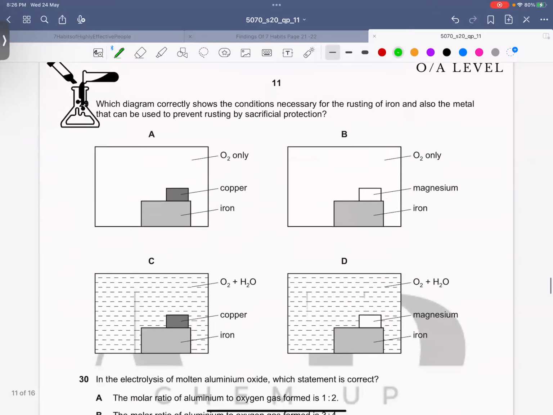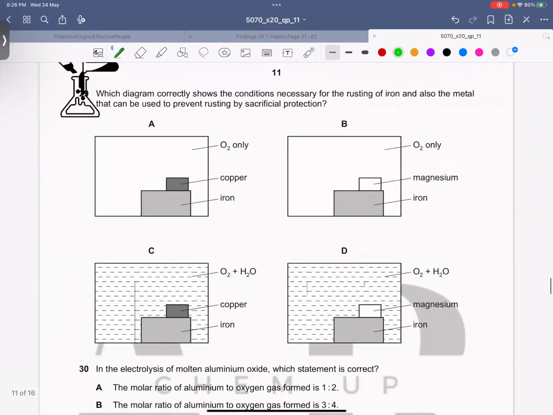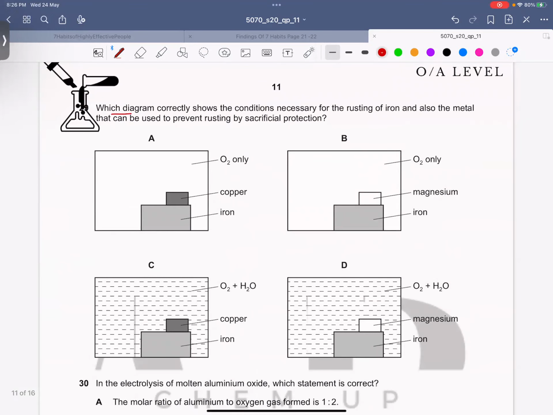Okay. Now question number 29. Which diagram correctly shows the conditions necessary for rusting of iron and also the metal that can be used to prevent rusting for the sacrificial protection? For the rusting of iron, we need both oxygen and water. And for the sacrificial protection, any element above iron in the reactivity series can be used.